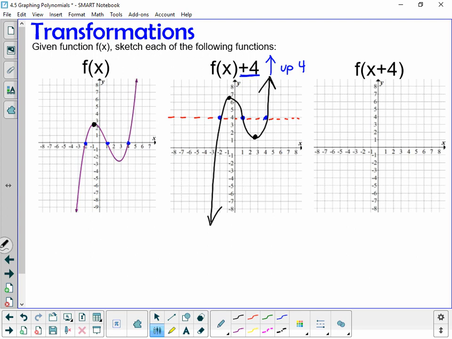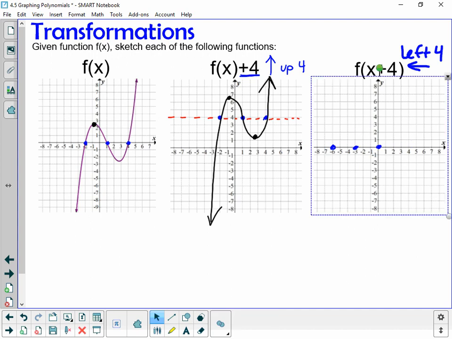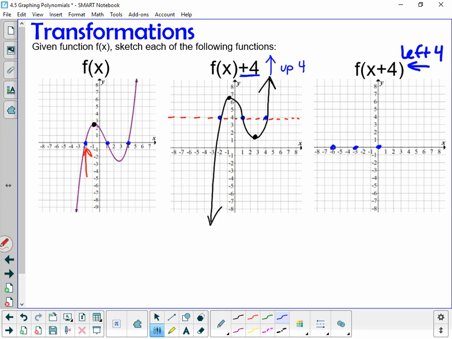If I wanted to know what the graph of the function f of the quantity x plus 4 looks like, where that 4 is being added not to the function itself, but to the x value, remember when it's associated with that x, that's shifting it to the left or right, and in this case, it's shifting it to the left 4 units. Looking at those same intercepts on the original function, they're at -2, 1, and 4. The graph we want to create is shifted to the left 4 units. So the intercept that was at -2 is now at -6.